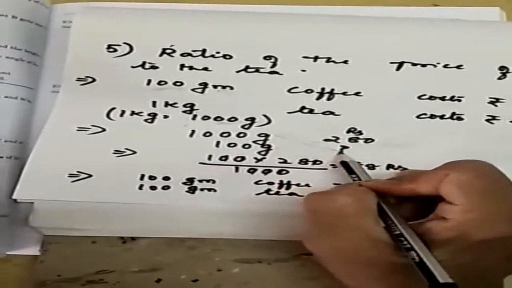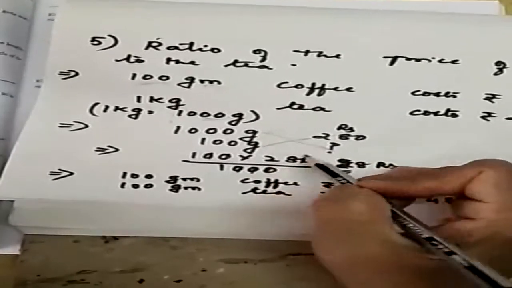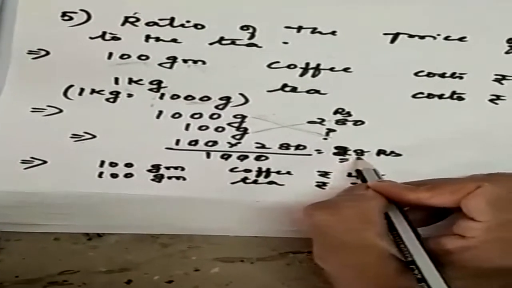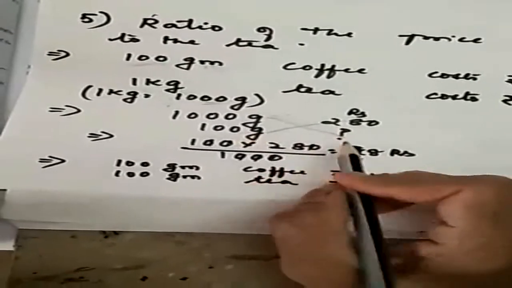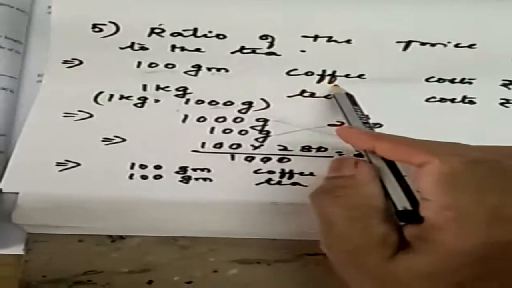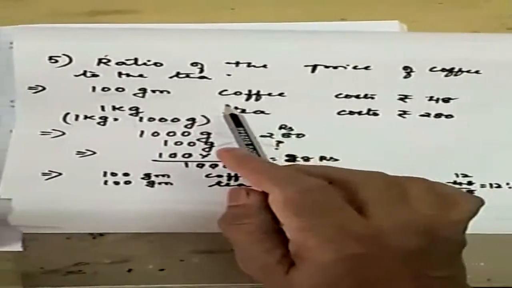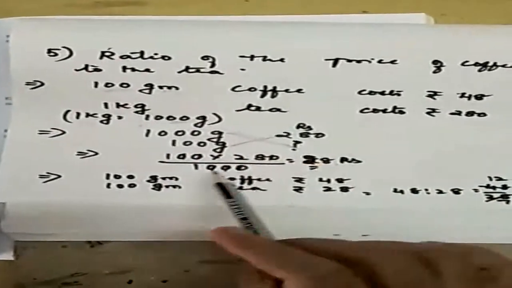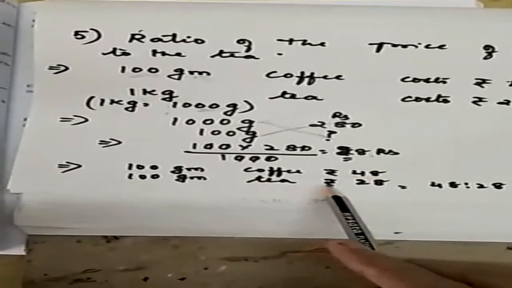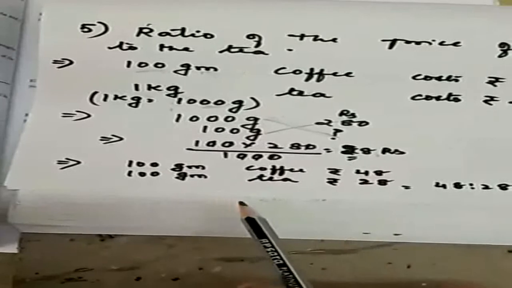Do the cross multiplication: where the two numbers are, that you multiply, and where the number is with the question mark, that you divide. After cancellation, what did you get? You got 28 rupees. That means 100 gram of tea costs rupees 28. Now you have made the quantity equal. 100 gram coffee costs rupees 48, and 100 gram tea costs rupees 28. Now you can compare which is more. So the cost of coffee is more than the tea.